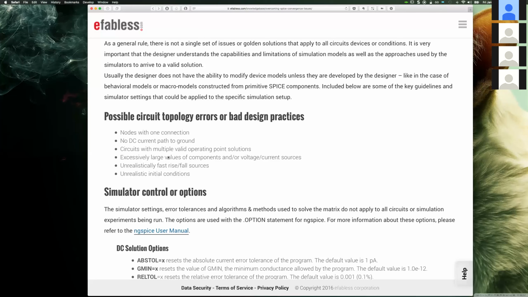And I mentioned the large components: if you have unrealistic values of the components, whether physical values or large values compared to the component model, it will cause problems. If the models are calibrated in a certain range, and by the way, these could all be mistakes rather than just intentional design that doesn't work.